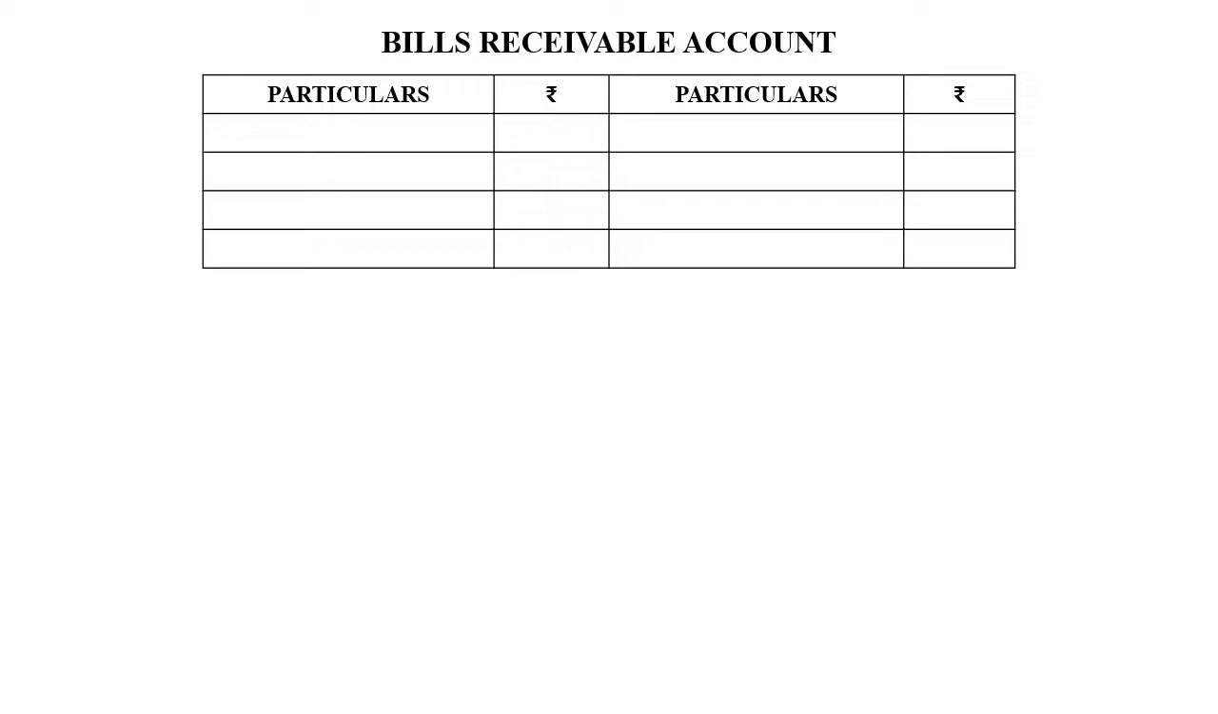That is bills receivable account, particulars amount in rupees, particulars amount in rupees. Before we start with the practical problem, first we'll pass the journal entry. Take a pencil and write the journal entry on the margin or anywhere else.